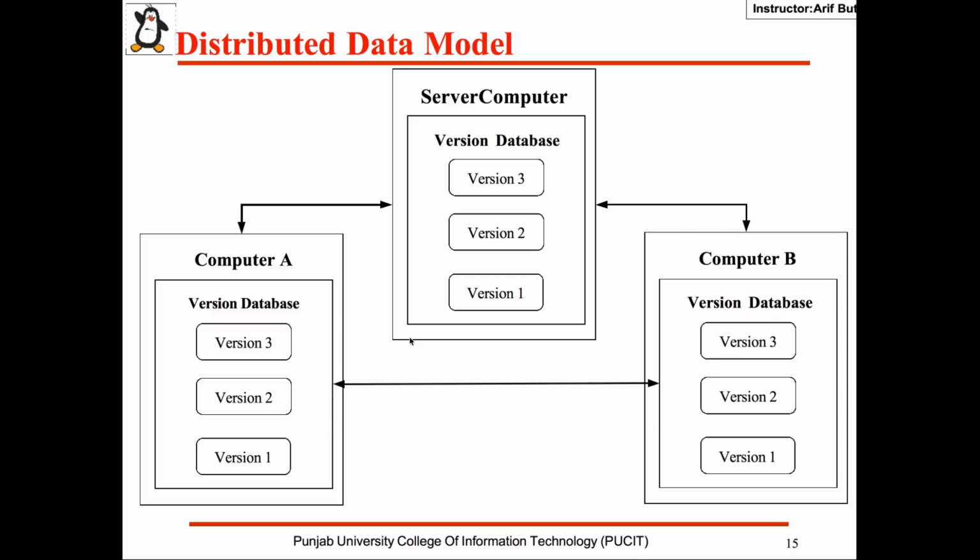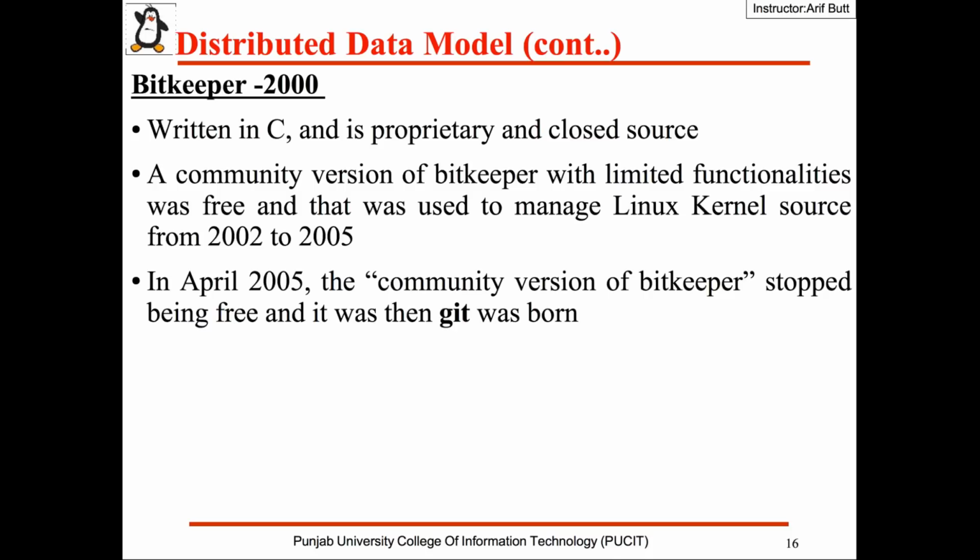Let us see some example versioning tools that follow this distributed data model. First is BitKeeper. Written in C, it is proprietary and closed source. A community version of BitKeeper with limited functionalities was free, and it was that which was used to manage the Linux kernel source code from 2002 to 2005. In April 2005, the community version of BitKeeper stopped being free, and it was then that Git was born.